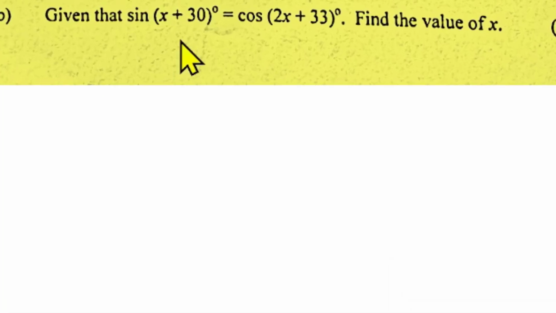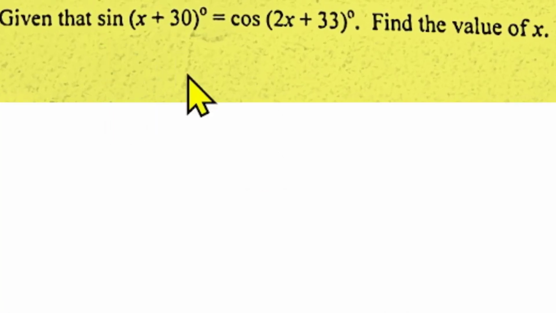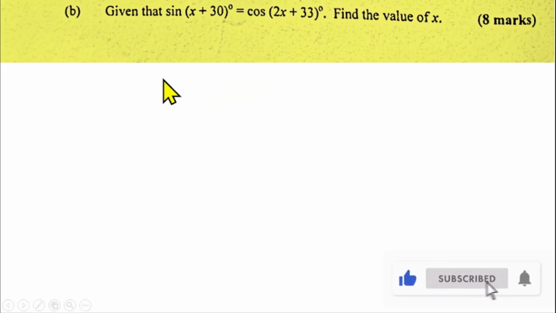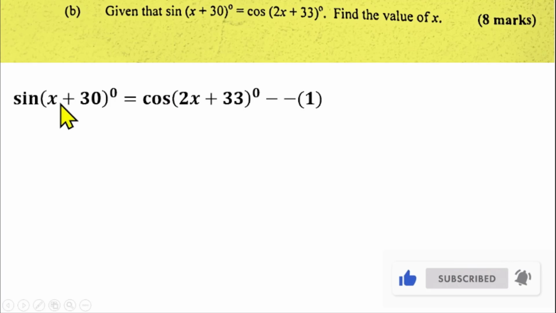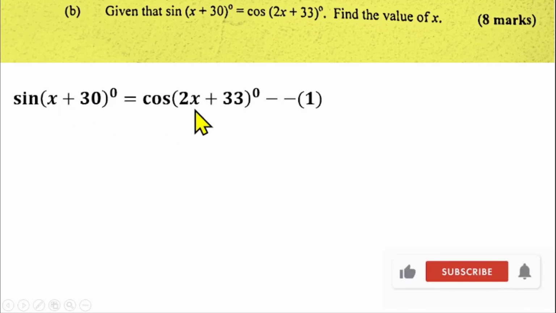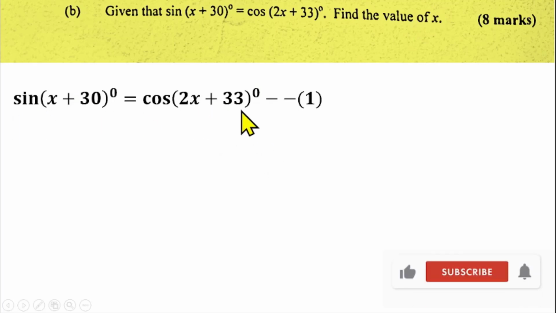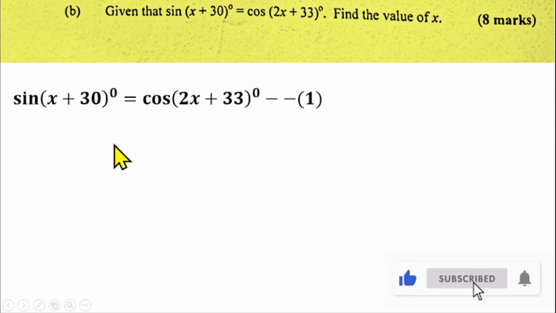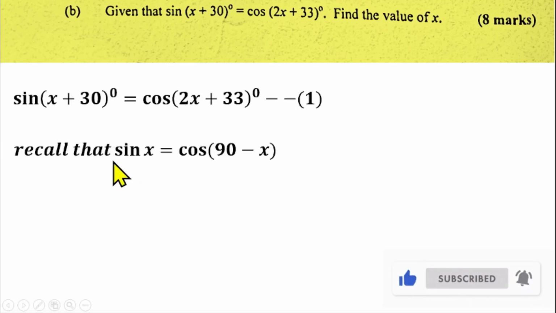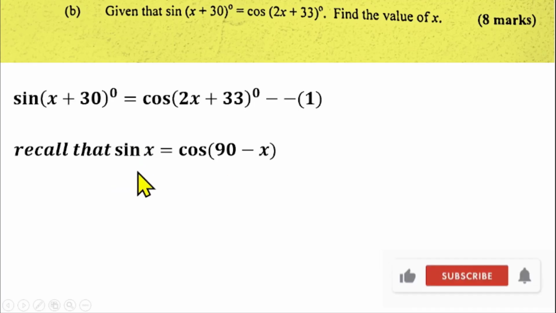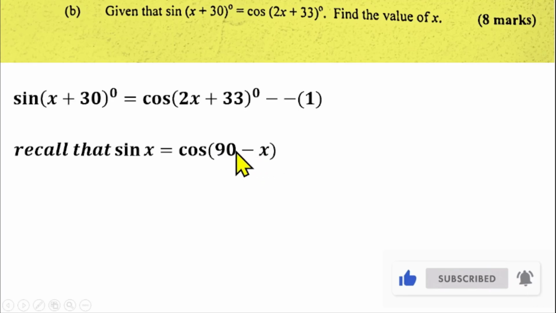Question number 5b is from the trigonometric ratio. In this case, trigonometric ratio of complementary angles. We are given that sine of (x plus 30) equals cos of (2x plus 33) degrees. We have to find the value of x. Now, to solve this, if you recollect that in complementary angles, sine x should be equal to cos of (90 minus x), because these are complementary angles.